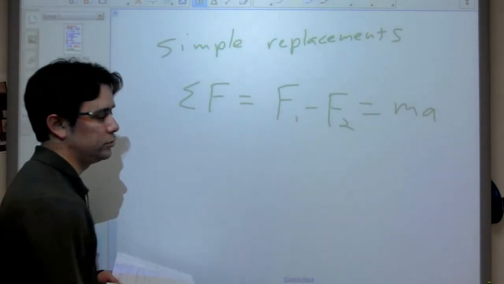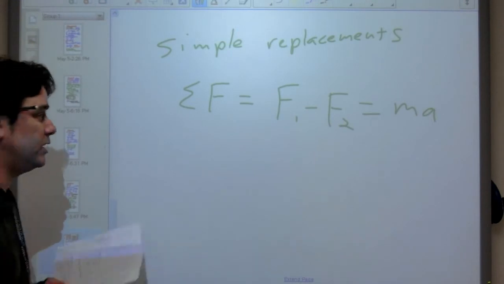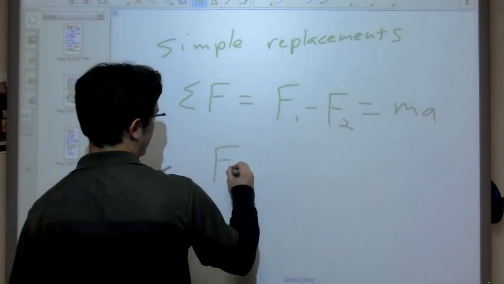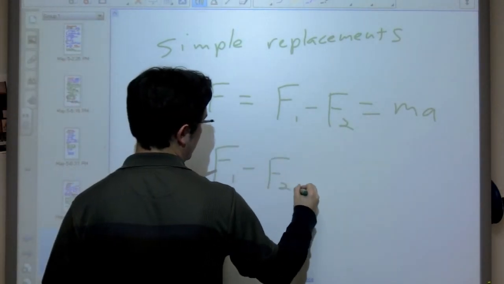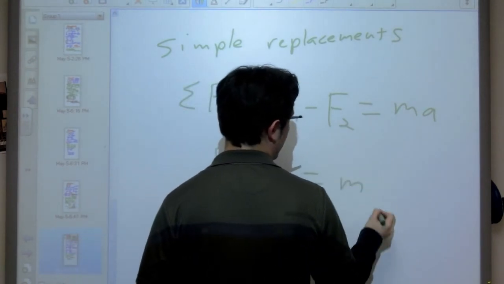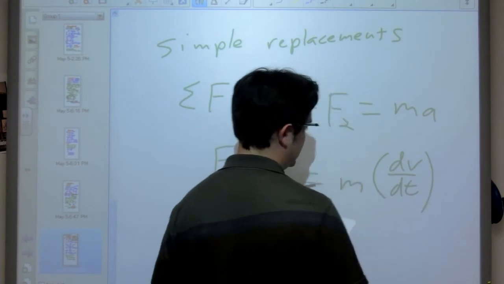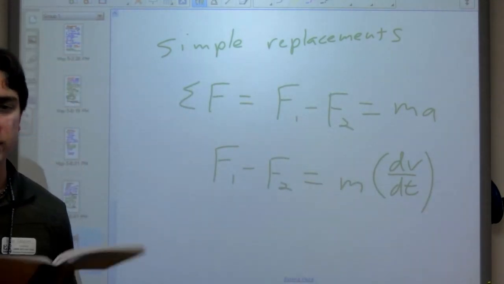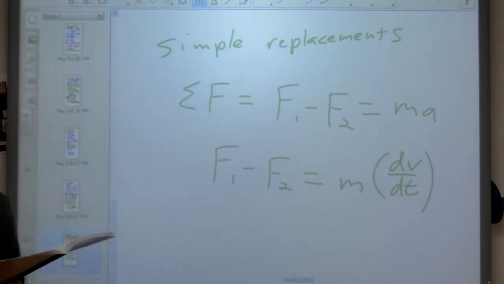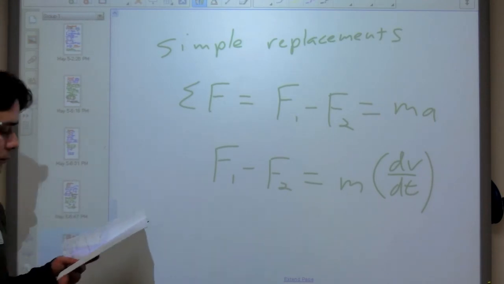Then the next thing you're going to do, so that you can actually get some calculus out of this, which is the point of the class, F1 minus F2 equals mass times, you guessed it, dV/dt. Simple replacements. Those equations that I told you at the top, very important. That's because they're usually the key to swapping these out.